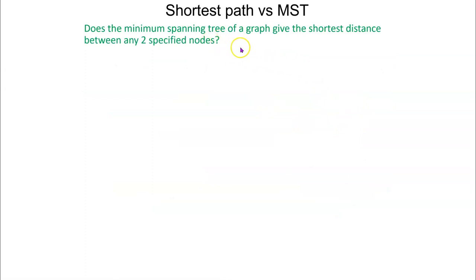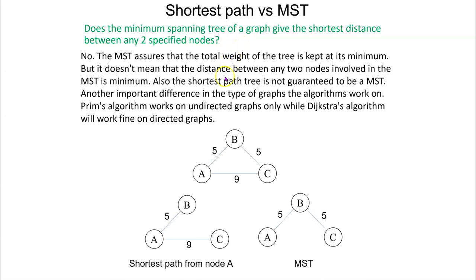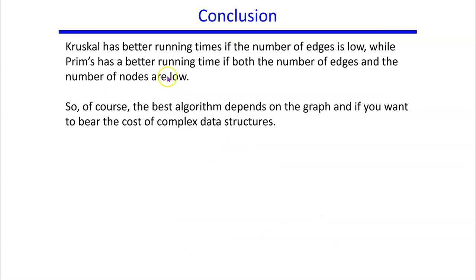So does the minimum spanning tree give the shortest distance between any two nodes? No. It asserts that the total weight of the tree is minimum, but it doesn't mean the distance between two nodes is the minimum. Also, the shortest path tree is not guaranteed to be a minimum spanning tree. Another important difference is the type of graphs they work on: Prim's works on undirected graphs, while Dijkstra's works on directed graphs. Kruskal has a better running time if the number of edges is low, while Prim is better for a larger number of edges. So, it depends on your data and your structures.